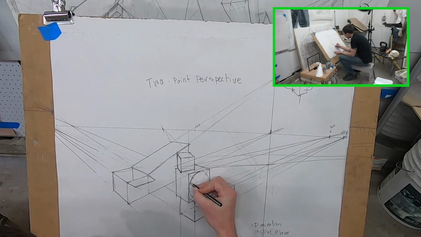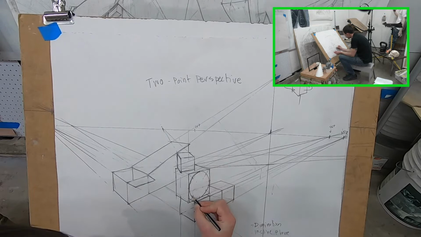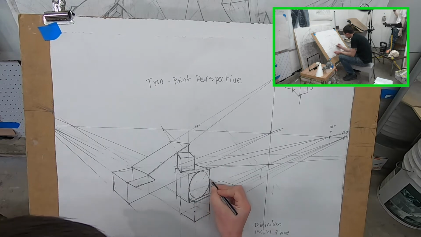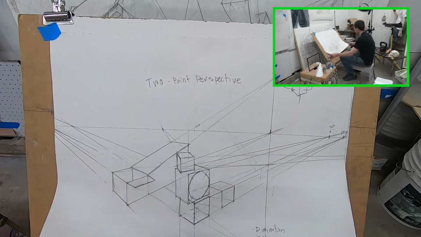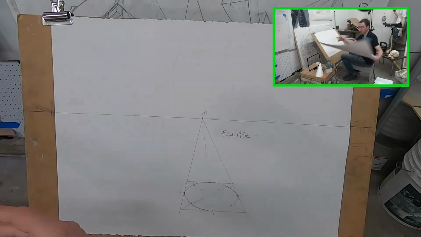And maybe we'll just darken that up a little bit. So there it is. Stick an ellipse. Anywhere we have a plane, we can stick an ellipse on it. Okay.